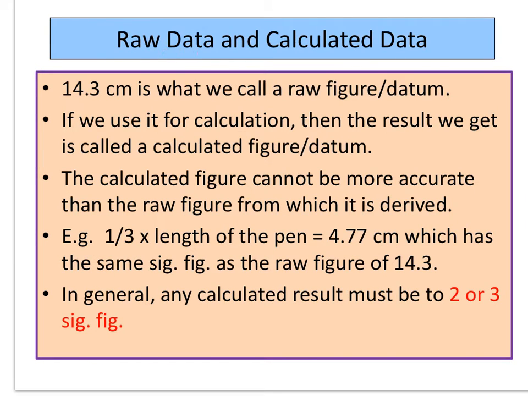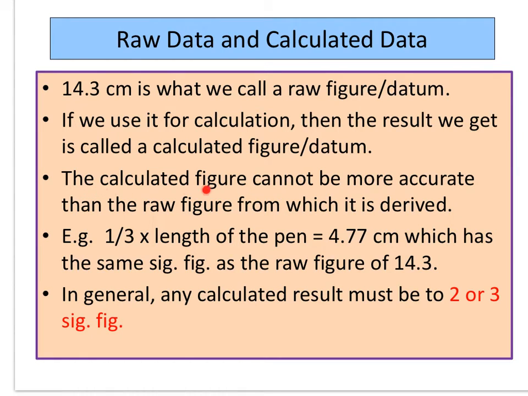Raw data and calculated data. 14.3 centimeters, which is the length of that pen that we saw on the previous page, is what we call a raw figure or a raw datum. Datum is the singular form of data. If we use that figure for calculation, then the result we get is called a calculated figure or calculated datum.